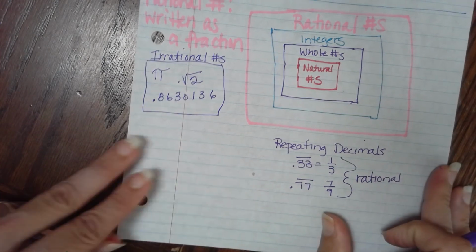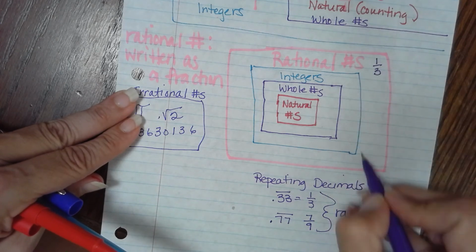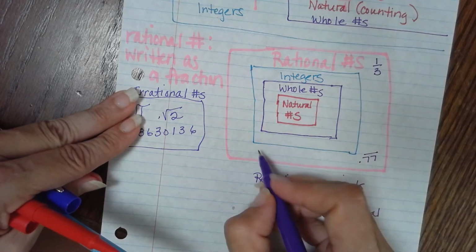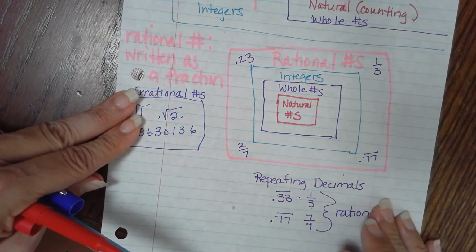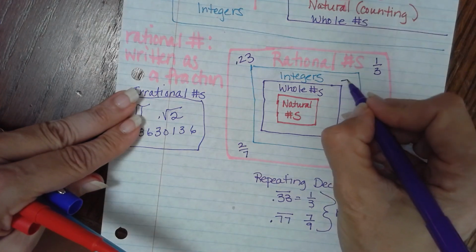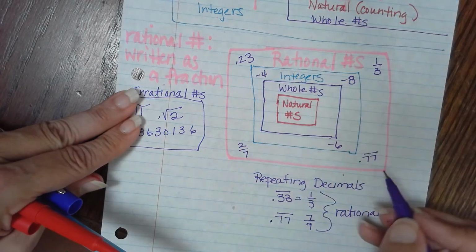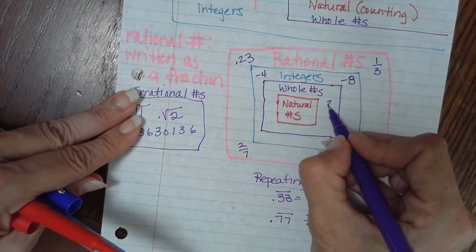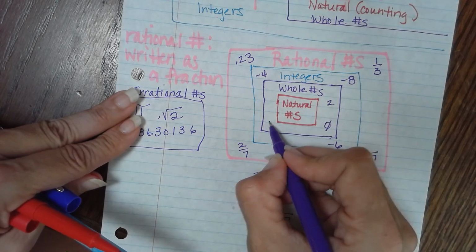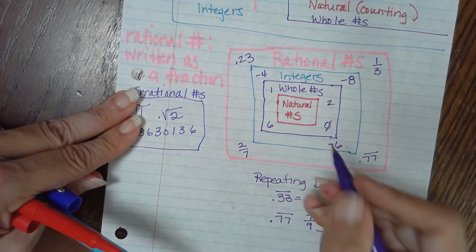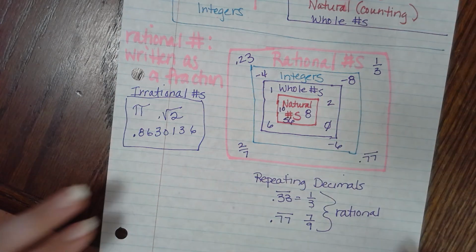So let's plug some numbers into our graphic organizer. So we said rational numbers are like 1/3 and 0.77 repeater and 2/7 and 0.23, which is 23/100. And then we have integers that are the negatives, -8, -6, -4. And whole numbers are the positives, 2 and also 0, don't forget 0, and 6 and 1. And then our natural numbers are the ones that we count by, so 8 and 10 and 56.